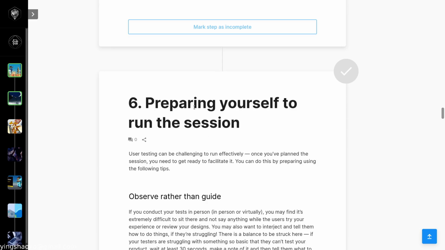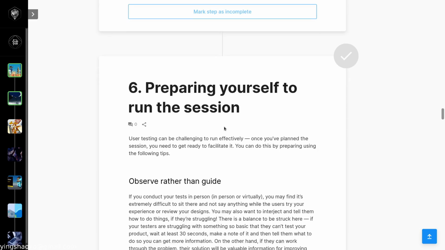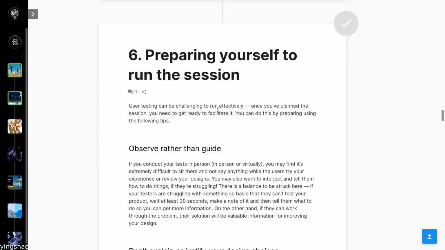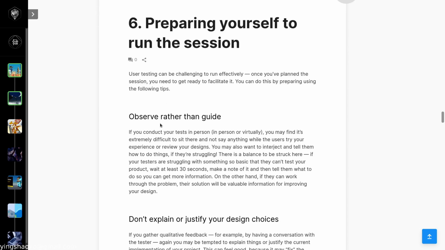The 6. Preparing yourself to run the session. User testing can be challenging to run effectively. Once you have planned the session, you need to get ready to facilitate it. You can do this by preparing using the following tips.